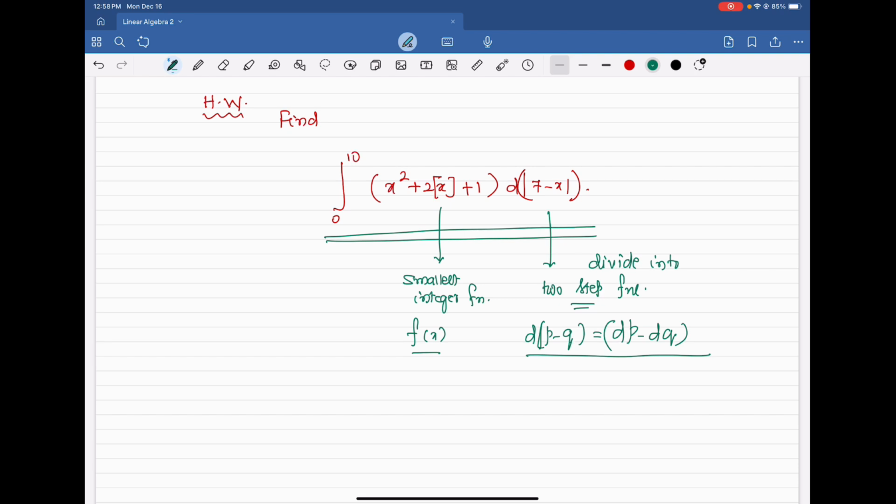Done. Example questions. If you do this particular question perfectly and show it geometrically, you can very well get the concepts very clear in your mind, and you will be able to understand the smallest integer function and also the integral operator d(p minus q), and any type of question that is given from the concepts, you will be able to solve them.